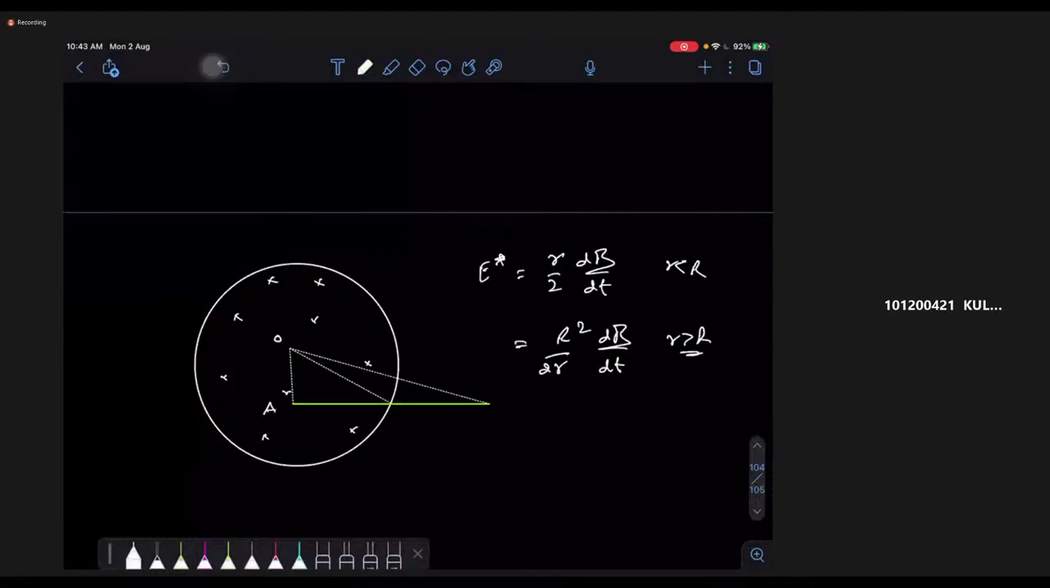Here is A, here is B, and here is C. The angles are also given here as 30 and 60 degree angles. Okay. So the first part is asking for the induced potential difference between the points A and B.